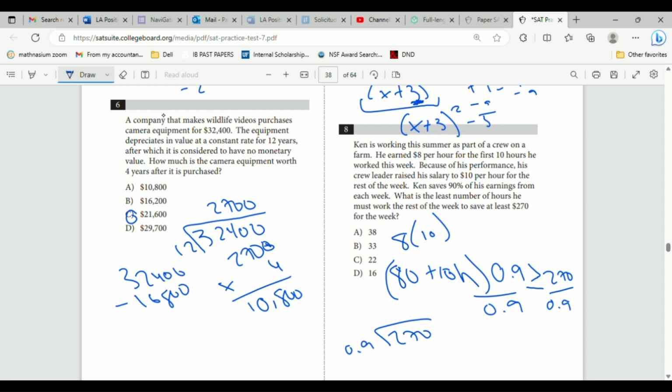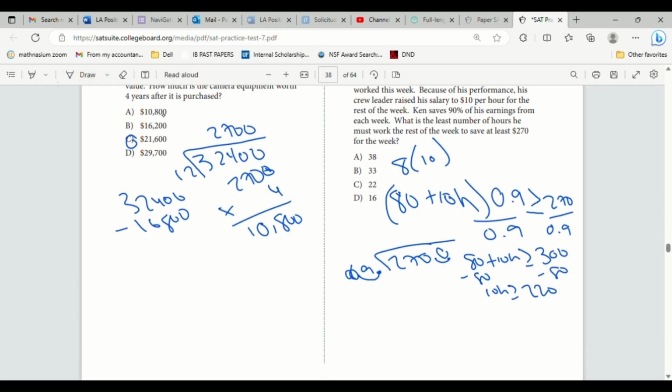We can do a little trick. So there's a decimal point here and here. We can move the decimal place over on the divisor and then as well here, leaving us with 2,700 divided by 9, which is 300. So 80 plus 10H is greater than or equal to 300. Subtract 80 from both sides. 10H is greater than or equal to 220. And then divide everything by 10. So H is greater than or equal to 22 hours. So what is the least number of hours you must work?